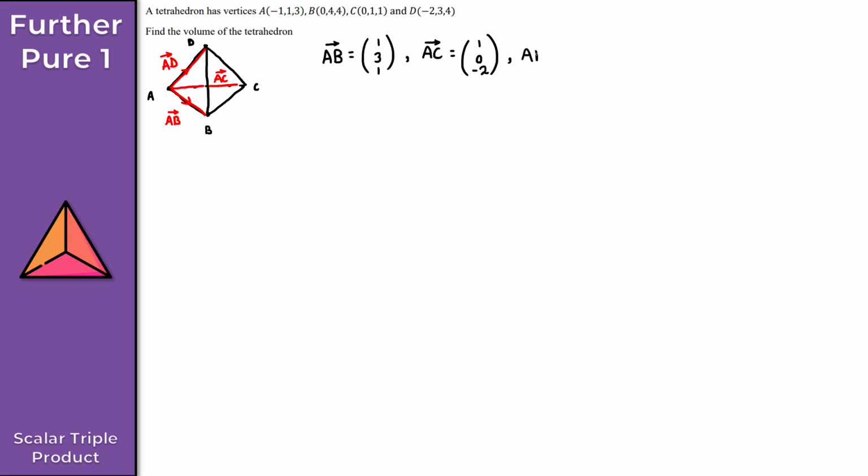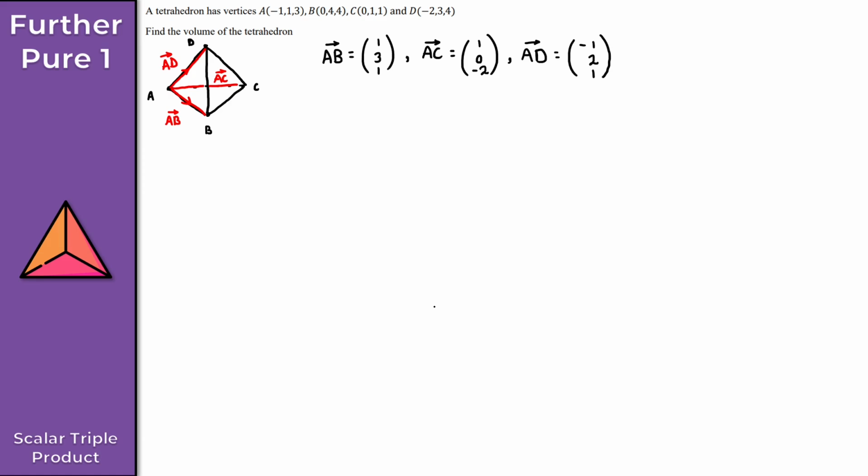And then finally here, we have the vector AD. For the vector AD here, this is D minus A. So what do we get in this case here? We get -2 minus -1. So just be careful with the signs here. This is -1. We then get 3 minus 1, so that's 2. And then finally here, 4 minus 3 gives us 1.